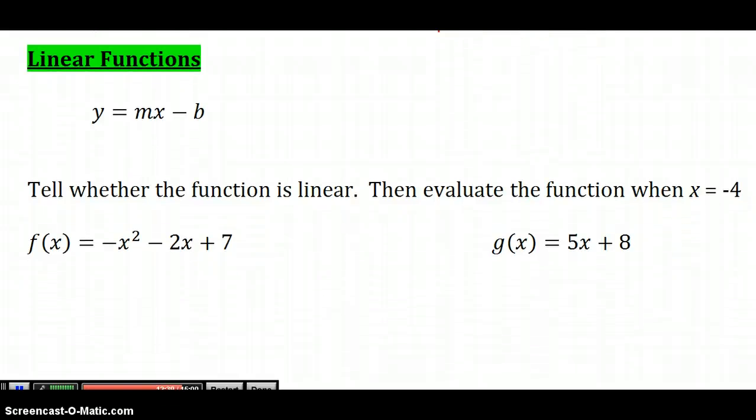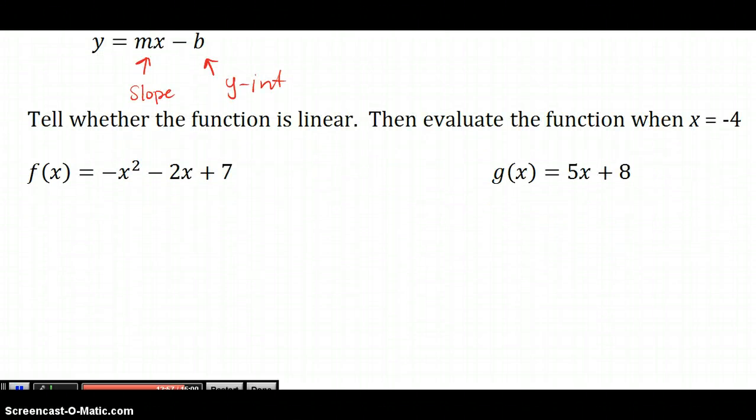The last thing I want to go over is kind of a reminder of what linear functions are. A linear function is always in this form, y equals mx plus b, where m is your slope and b is your y-intercept. In these examples, we want to tell whether the function is linear and then evaluate it where x equals negative 4.